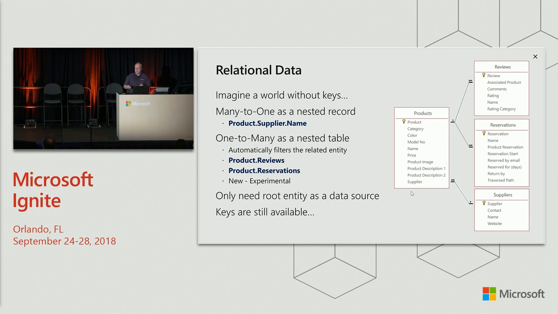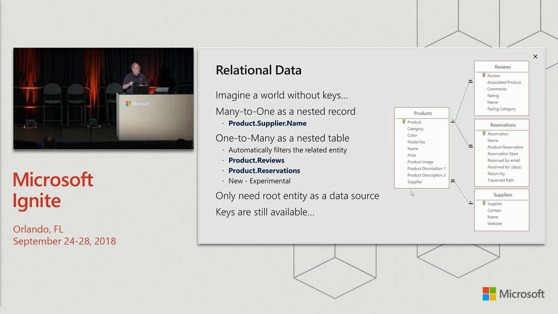So for many-to-one, you can say something like product.supplier. And then off the supplier, we're now on this table, we can get the name. And we do that just by dot notation, straight across, like it was part of the object model. And the full object model is available to us. Similarly, for one-to-many, you can say something like product.reviews, which will return a collection of reviews, a table of reviews. And you can do that just with simple dot notation. That's new and experimental. I'll talk about that in a minute.